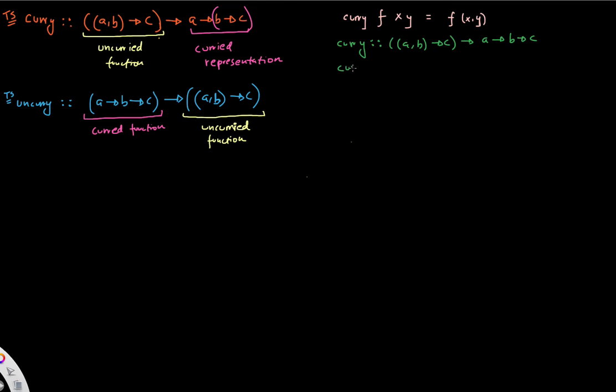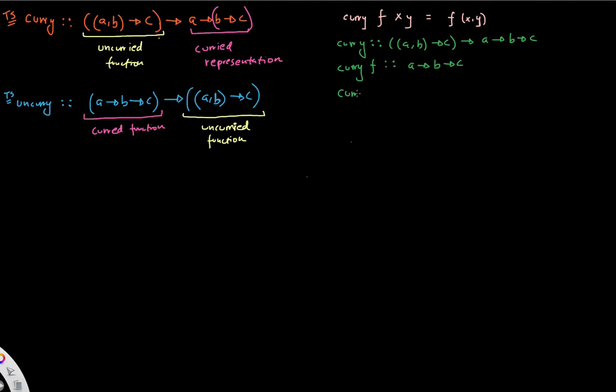What's the type signature for curry F? The type signature for curry F is basically, because we've already applied this function F, it goes from an A to a B to a C. This is a function that expects a value of type A, and then expects an internal value of type B, giving back some value of type C.